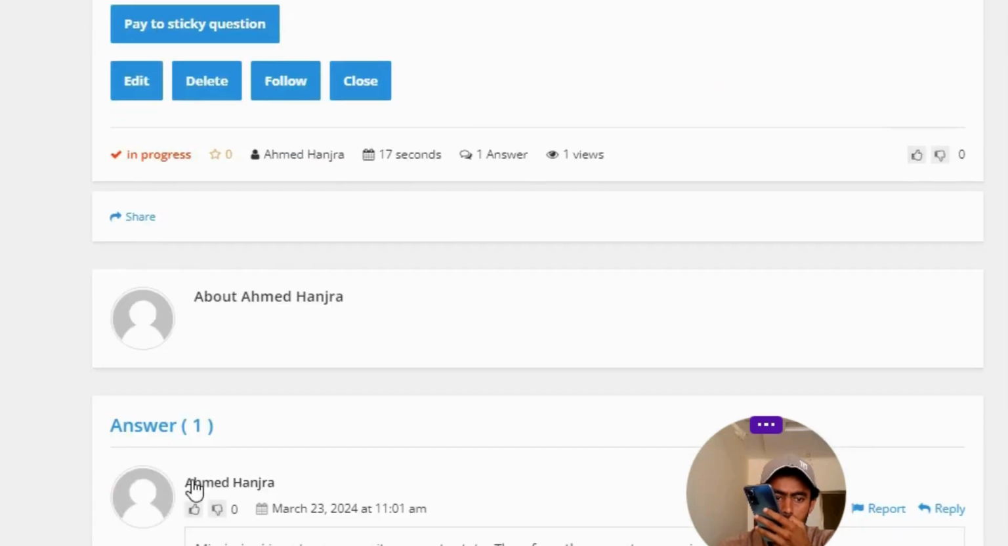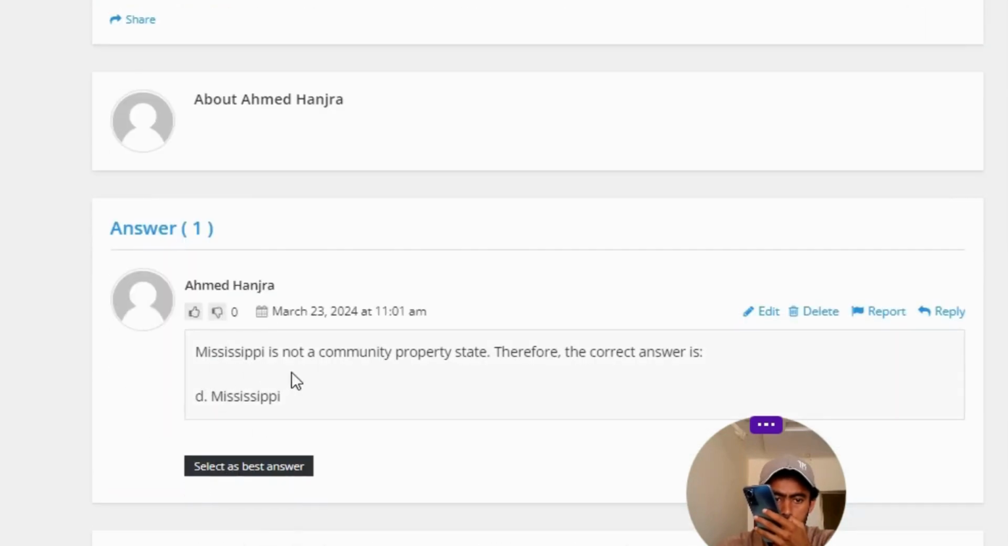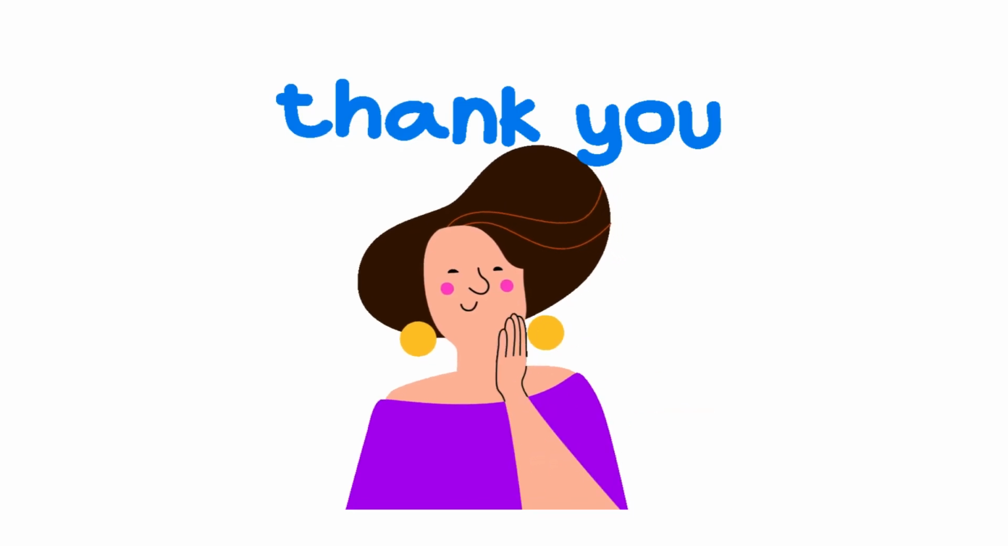The correct answer of the question, Mississippi is not a community property state. Therefore, the correct answer is option D, Mississippi. So that's the correct answer of the question.